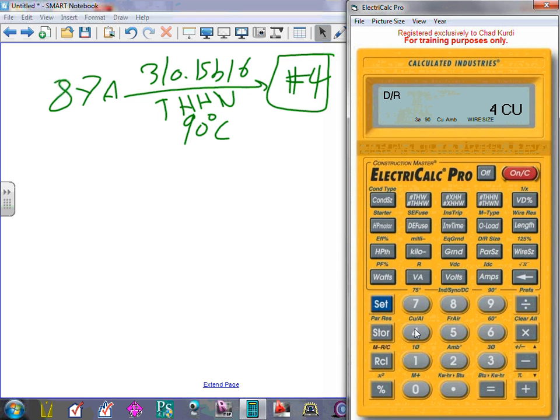so I can't use 90 degree because it's THW, and if you use THW or THW outdoor, it has to be rated for 75. So suppose I want to rate everything for 75. Look how easy that is. Suppose it's outdoor, I want to do it for 75. All you have to do now is set and hit 7.